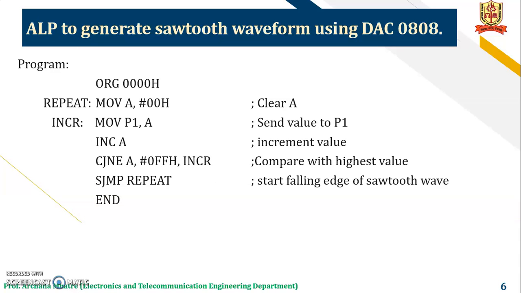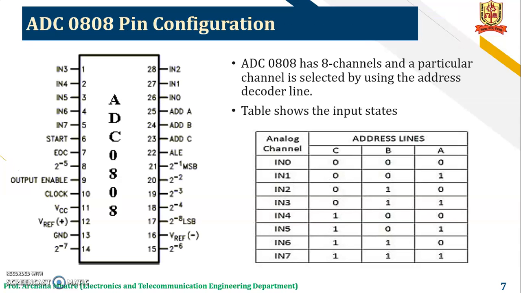Now next, the assembly language program to generate the sawtooth waveform by using DAC 0808. For the sawtooth waveform, make the accumulator 00 first, then the content of the accumulator should be moved to port 1, then increment the accumulator value and compare it with the highest value FFH. If it is not equal, then jump to the label increment and repeat the procedure, and if it is equal, then stop the program.